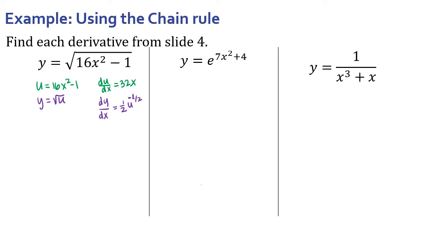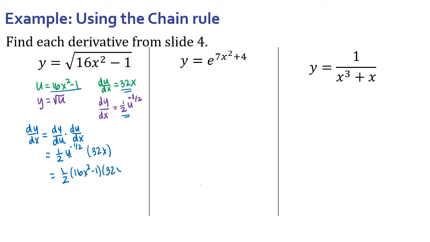So if I were to write this out again, dy dx equals the derivative of the outside with respect to the inside times the derivative of the inside. Okay, so I found dy du was 1/2 u to the negative 1/2 times the derivative of u with respect to x, which was 32x. So that's going to give me 1/2, substitute what u is in here, 16x squared minus 1, and this should be to the negative 1/2 power, times 32x.